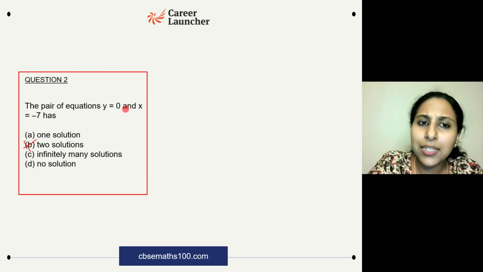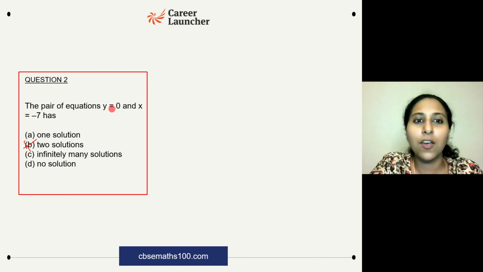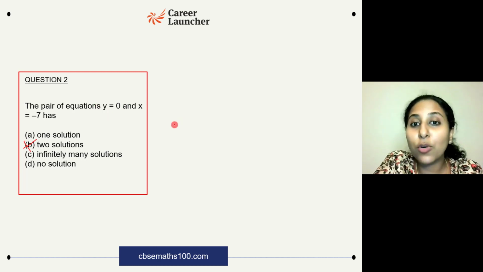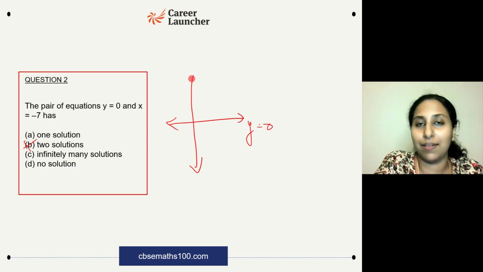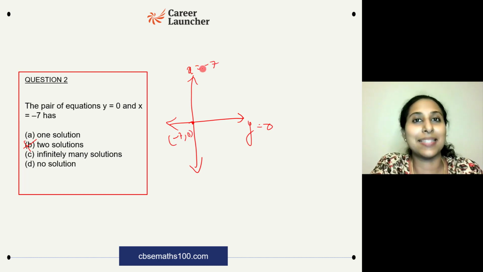In this case, rather than writing this in A1, A2, B1, B2, C1, C2 form, it might be easier to draw these lines. Which is the line y equals 0? Y equals 0 is a horizontal line. In fact, y equals 0 is the x-axis itself. What about the line x equals minus 7? X equals minus 7 would be a vertical line passing through the point minus 7, 0. This is going to be the line x equals minus 7.